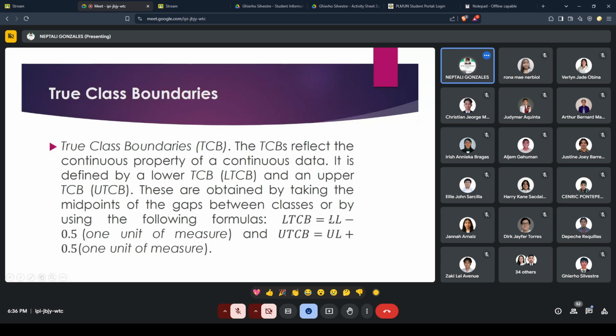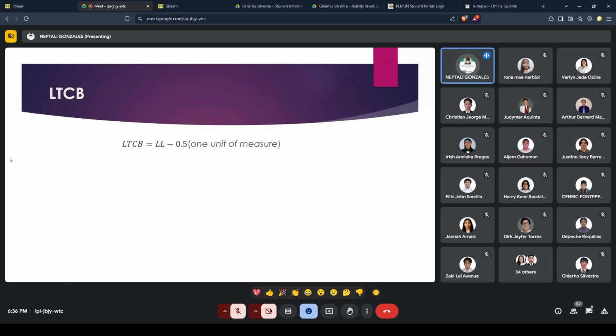LTCB is equal to lower limit minus 0.5 times 1 unit of measure, and upper true class boundaries is equal to upper limit plus 0.5 times 1 unit of measure. So let's compute first for the lower true class boundaries. So lower true class boundaries or LTCB, as stated in the formula, is equal to the lower limit minus 0.5 times 1 unit of measure.